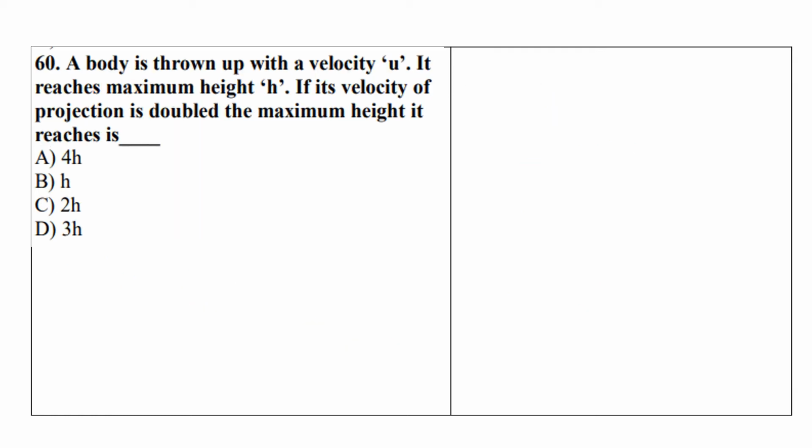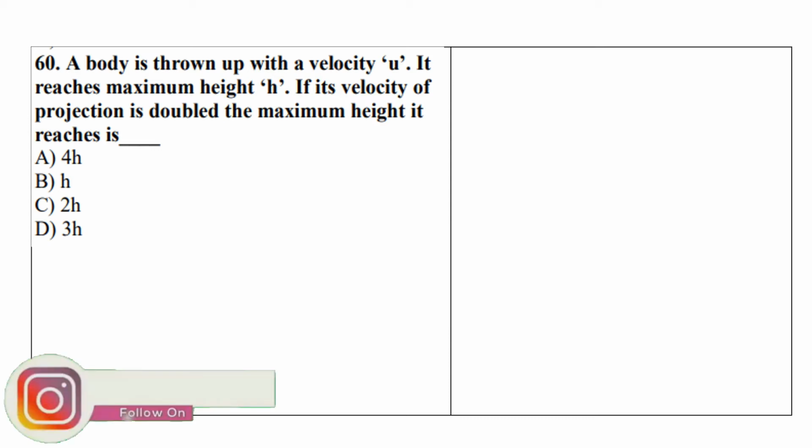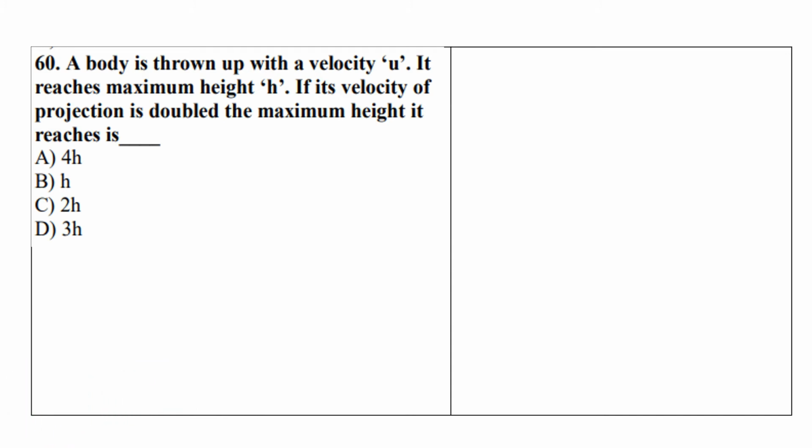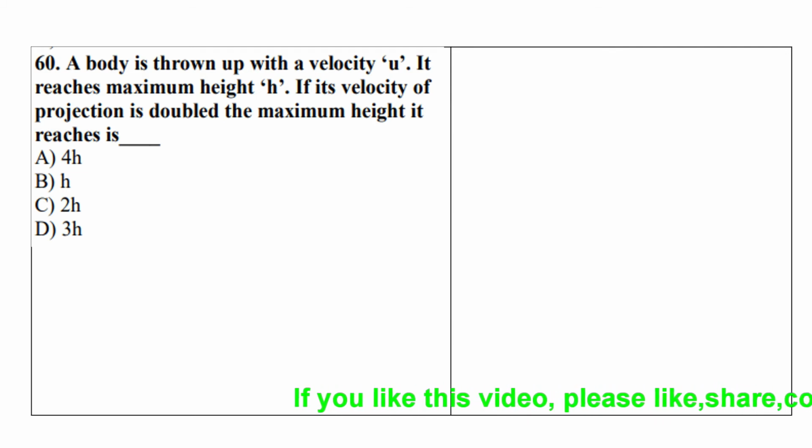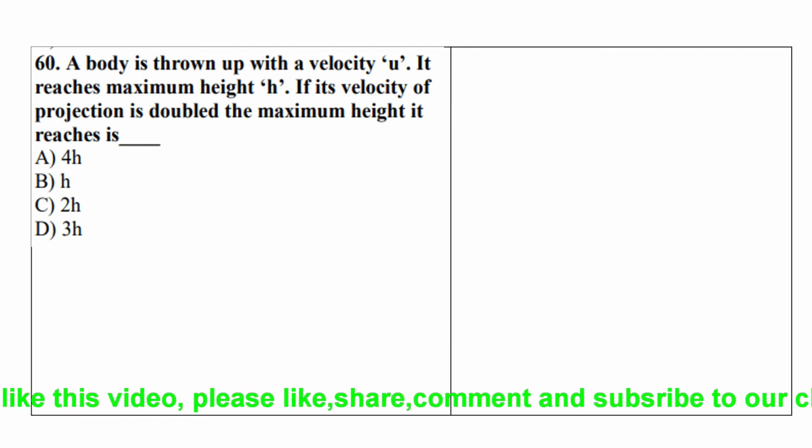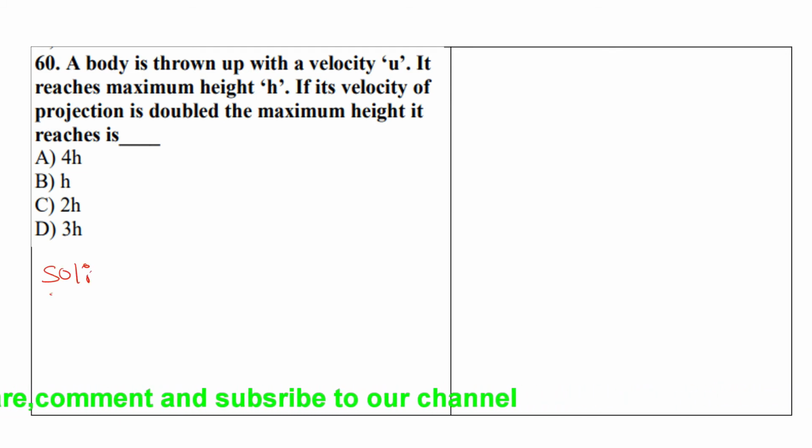A body is thrown up with velocity u. It reaches the maximum height h. If its velocity of projection is doubled, the maximum height it reaches is? Here we have to calculate the maximum height when the velocity of projection is doubled. Let us go to the solution.